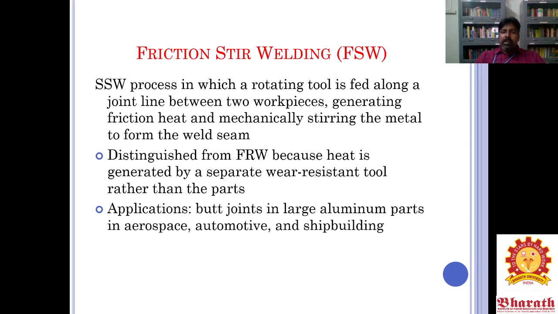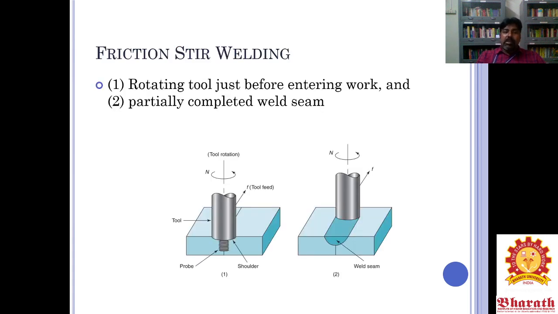Then the next one is friction stir welding. Friction stir welding is also a solid state welding process in which a rotating tool is fed along the joint line between two workpieces, generating frictional heat and mechanically stirring the metal to form a weld. The application is in aerospace, automotive, and shipbuilding, right? This is the schematic diagram for friction stir welding.